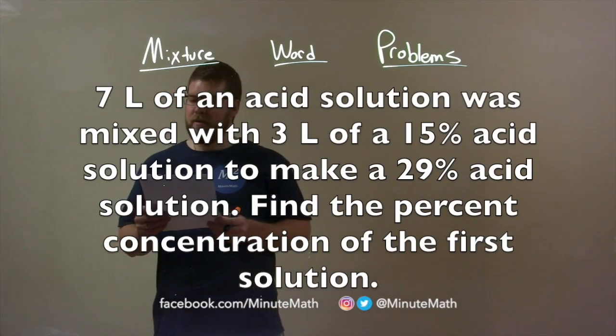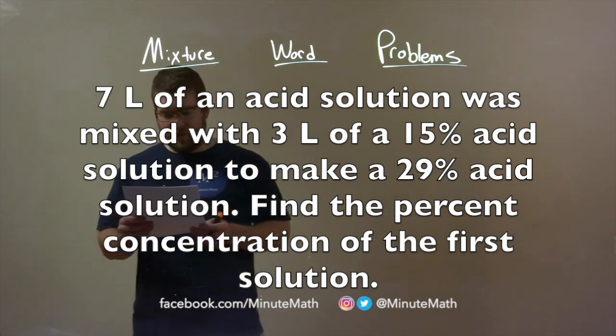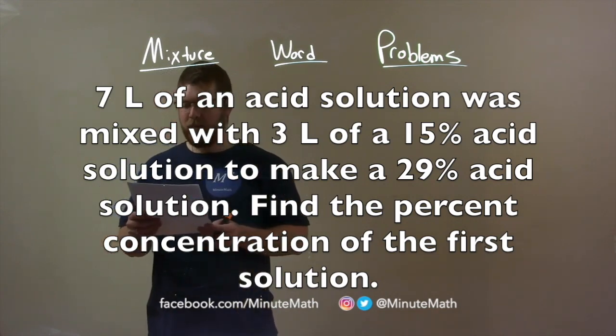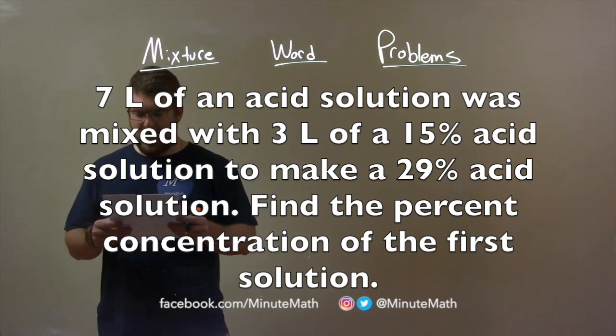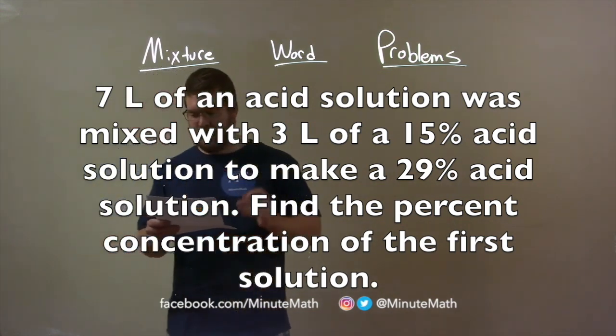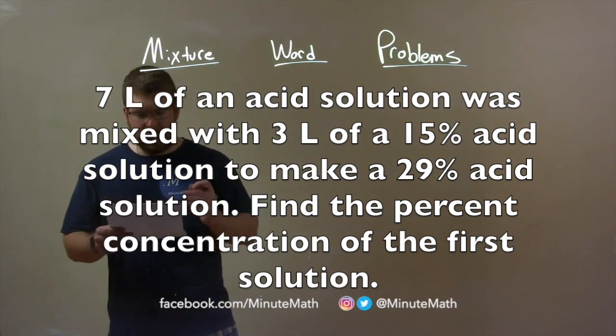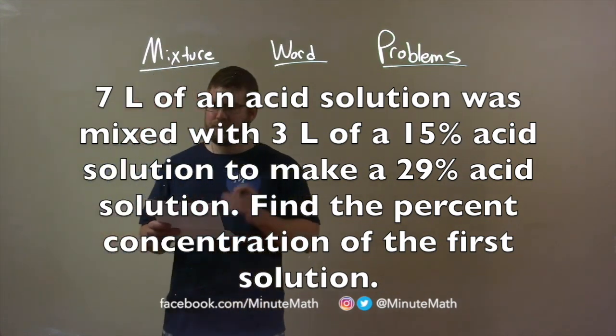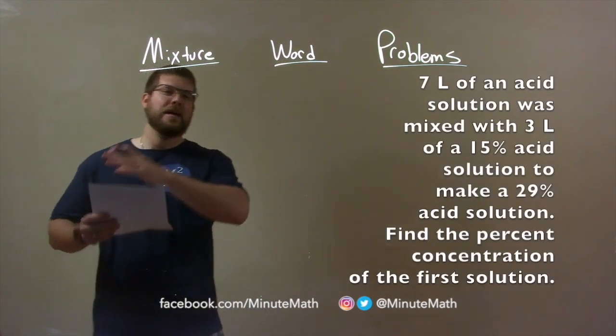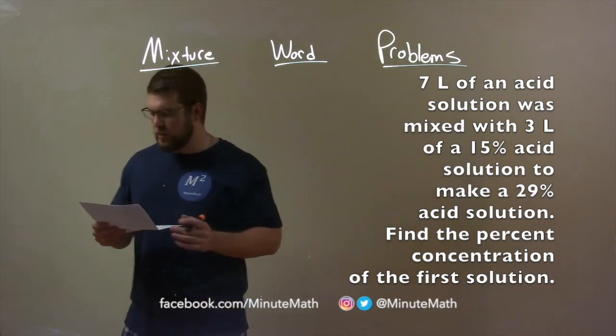7 liters of an acid solution was mixed with 3 liters of a 15% acid solution to make a 29% acid solution. Find the percent concentration of the first solution. So let's make an equation out of this word problem here.